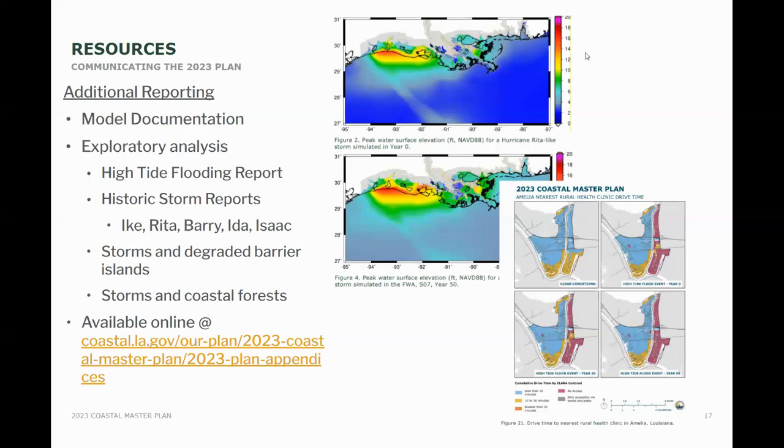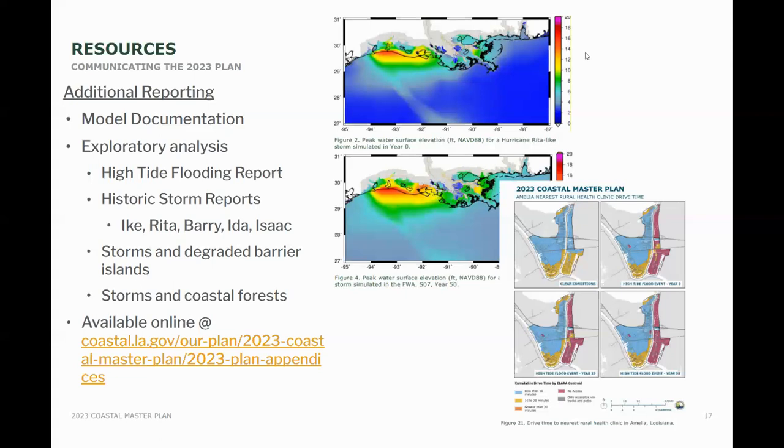We looked at health clinics, gas stations, and maybe daycare centers, I think, are some of the asset types that we looked at for drive time availability. Additionally, the other figure here in the top left shows storm flood depths or water surface elevations during storm surge events of historic storms.